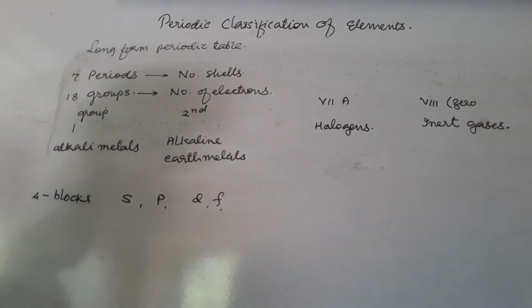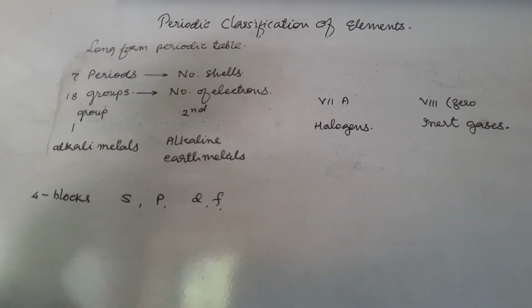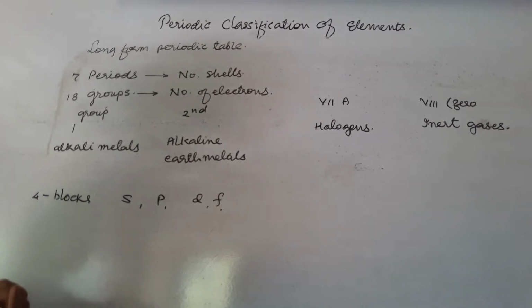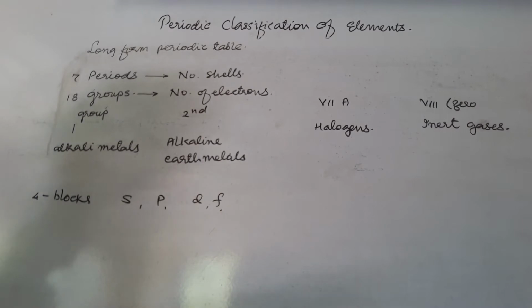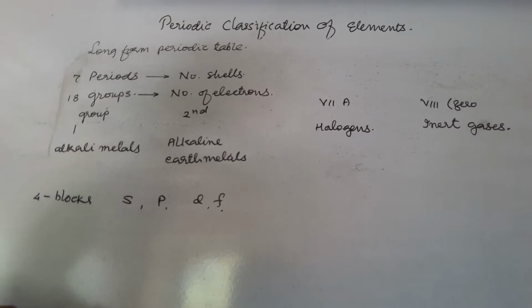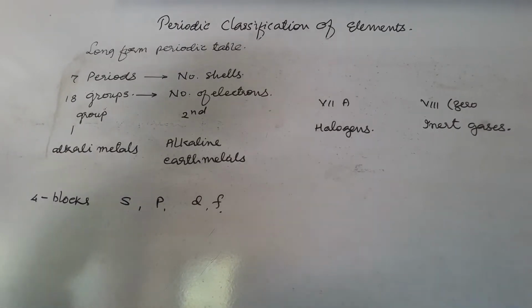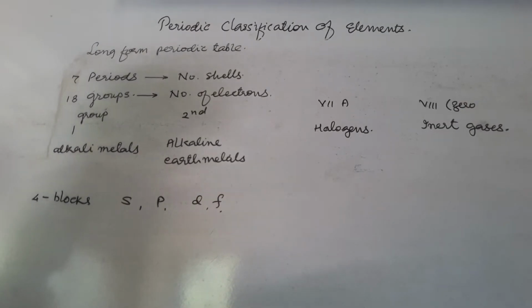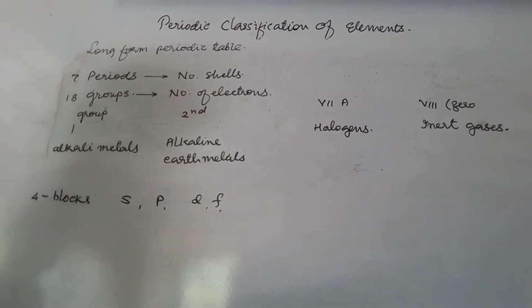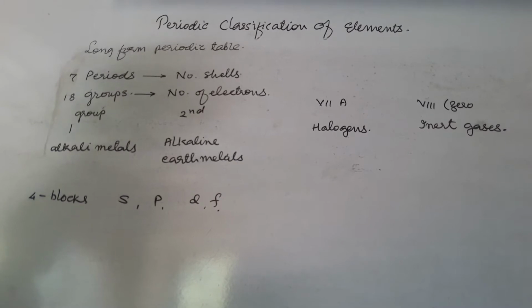You find there are columns and these columns are called the groups. In the first group you find hydrogen, lithium, sodium, potassium, rubidium, cesium and francium. This first group is called the alkali metals. Keep in mind, the first group is called alkali metals. Beside it is the second group: beryllium, magnesium, calcium, strontium, barium and radium. This is called the alkaline earth metals. So, alkali metals and alkaline earth metals.